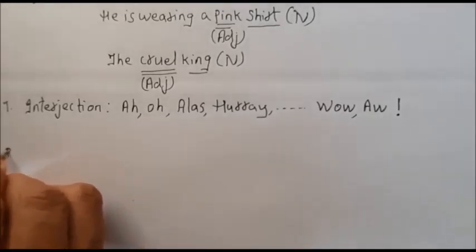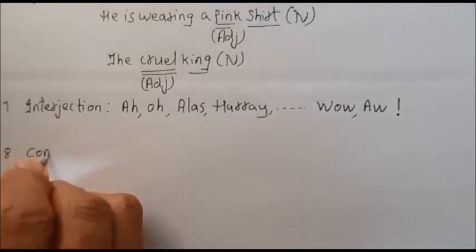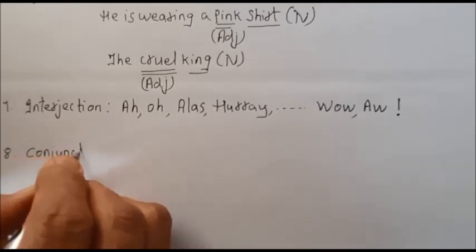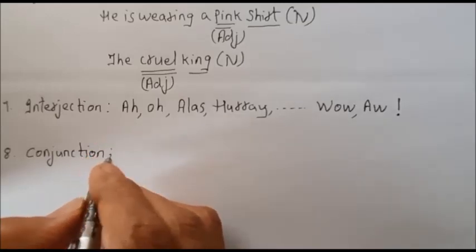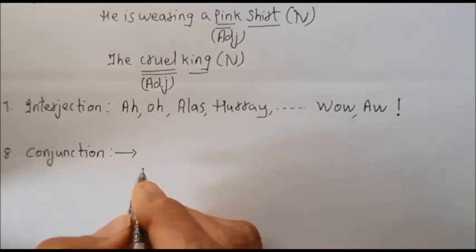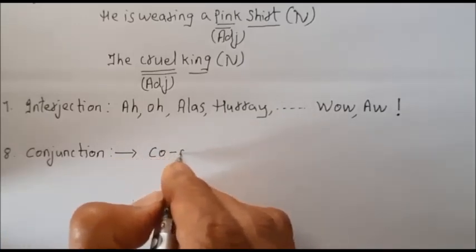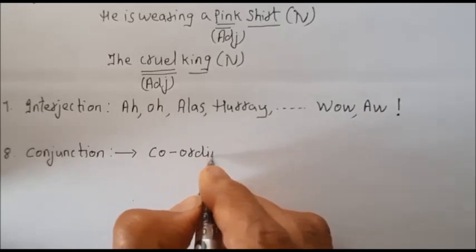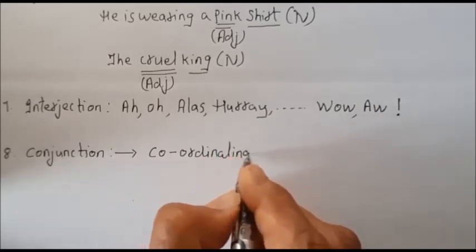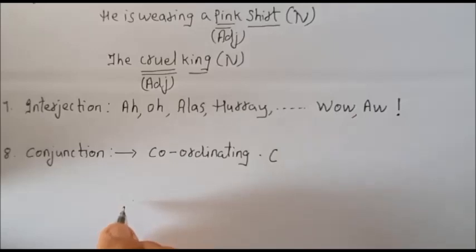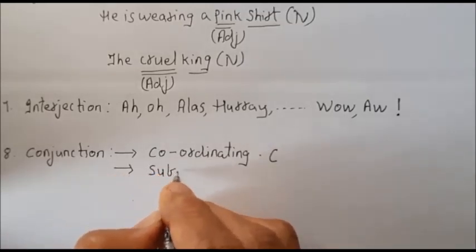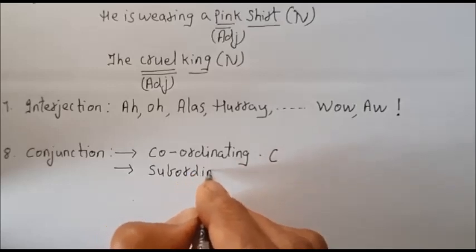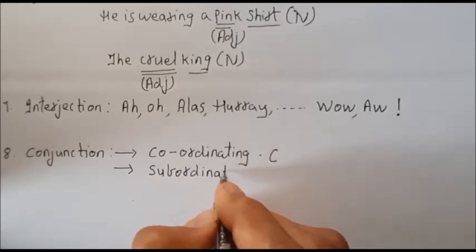And the eighth part is conjunction. And conjunction, again, let us take it over here as two types. That is coordinating, it is called coordinating conjunction. And then there are subordinating conjunctions. Now, coordinating and subordinating, what's the difference? You must be knowing somewhat about coordinating, of course.